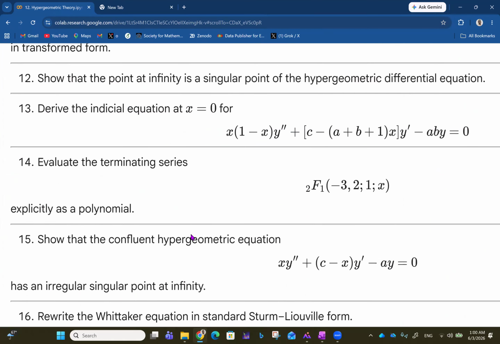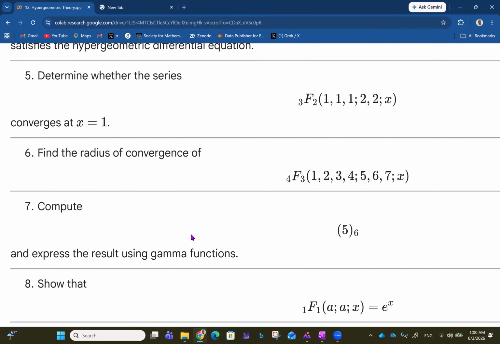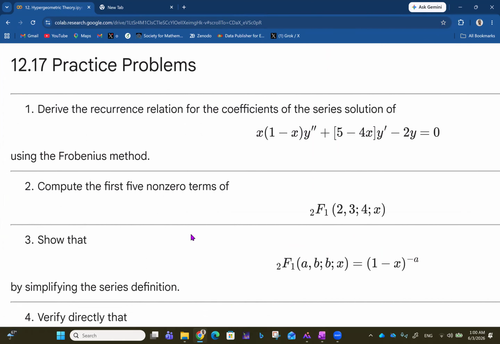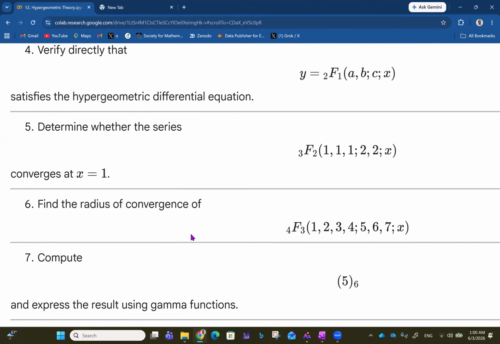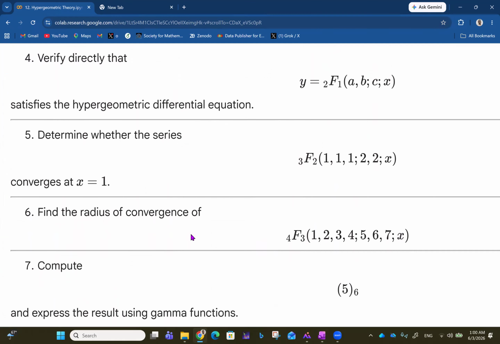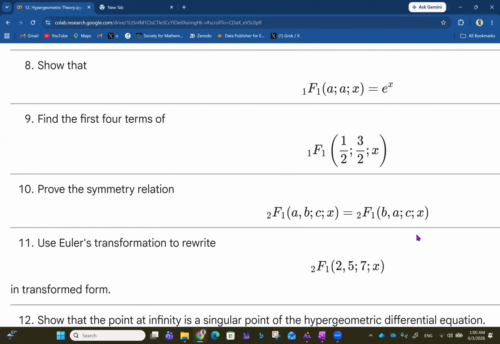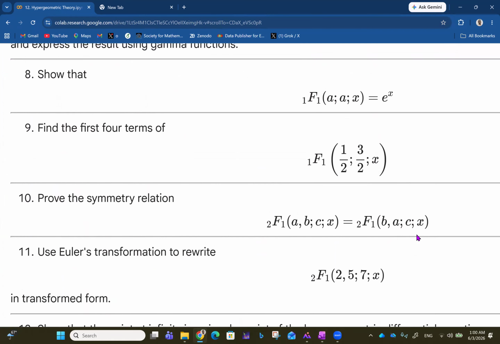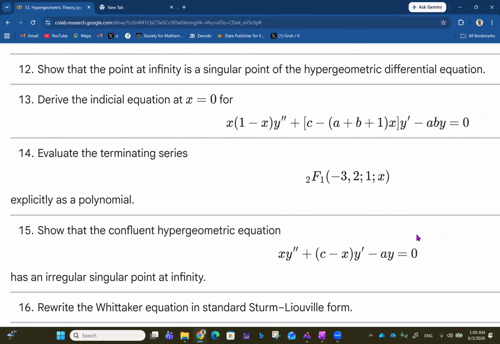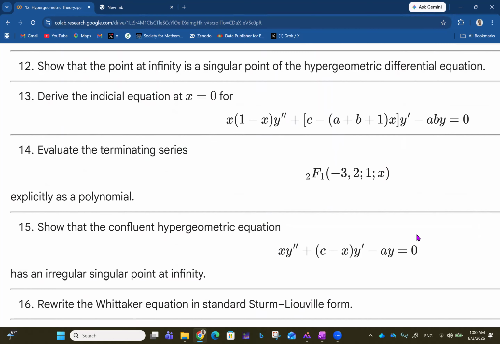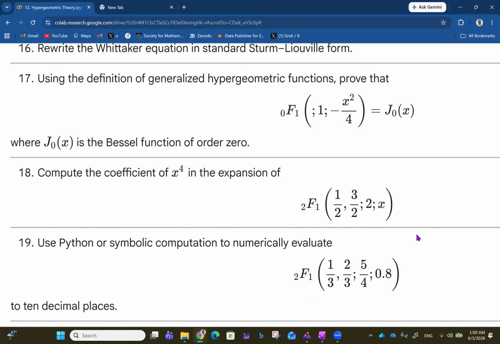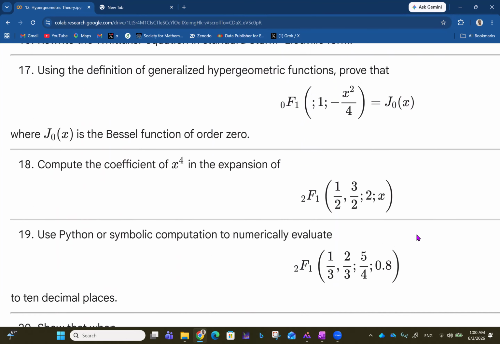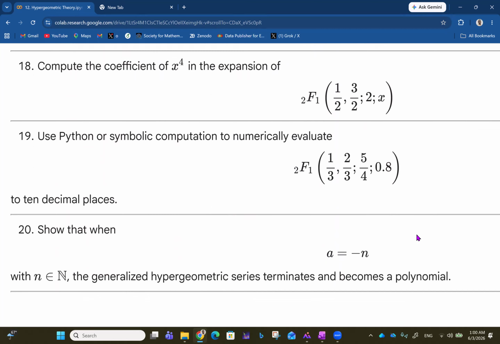Again, I flashed the problems. So we have 1 to 3, then 4 to 7, then 8 to 11. We have 12 to 16, then 17 to 19. Then I just shift 17 upwards and we have 18 to 20.